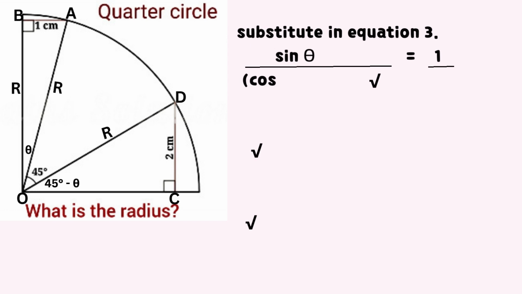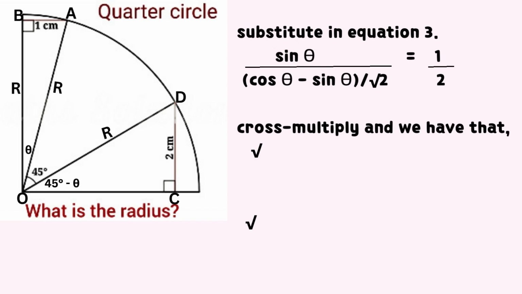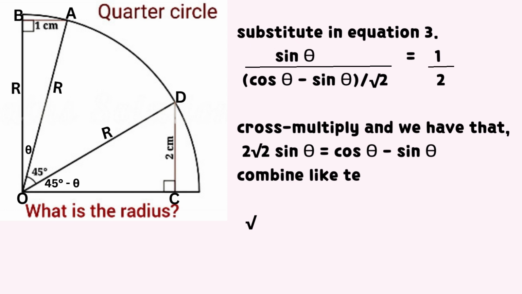Substitute in equation 3. Sine theta divided by the ratio of cosine theta minus sine theta to the square root of 2 equals half. Cross multiply and we have that the product of 2 and the square root of 2 times sine theta equals cosine theta minus sine theta. Combine like terms. It implies that 2 times the product of the square root of 2 and sine theta plus sine theta equals cosine theta.